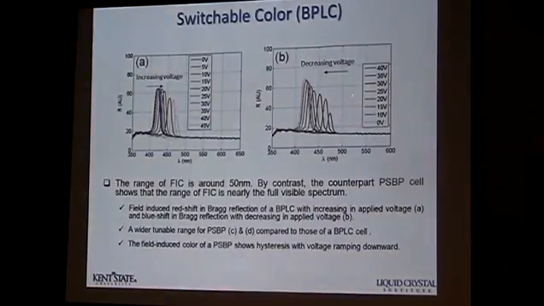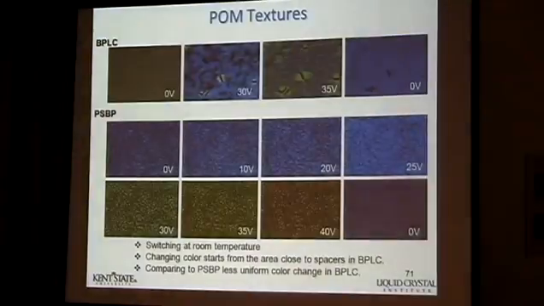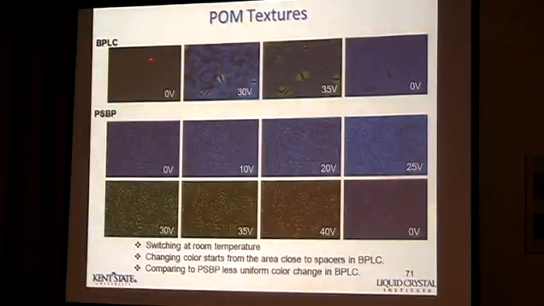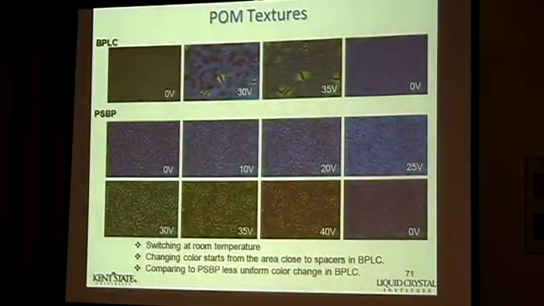So anyway, you can run these fields up and down with different applied voltages, and here are the samples. You see 0, 30, and 35 volts, and you see that when the field is induced, the color change starts from this defects area, the defects created by these spaces. When you turn the field off, it doesn't go back to the original state. It goes back to somewhere in between. So it will take a while to go back to this dark state.